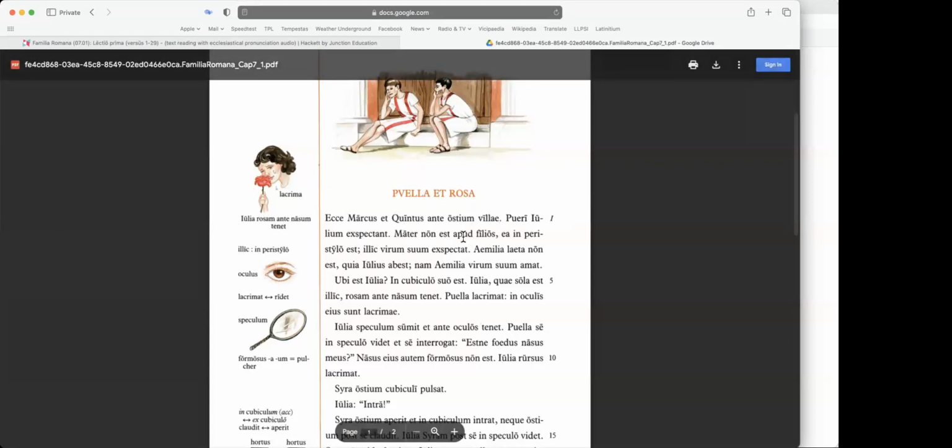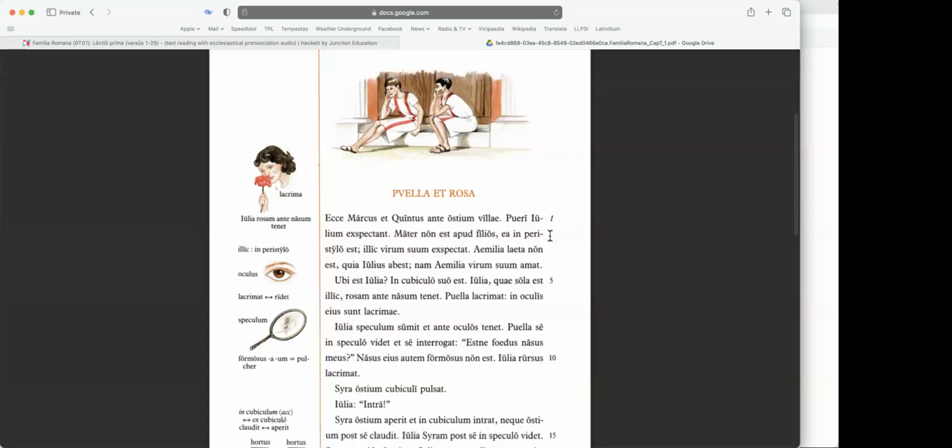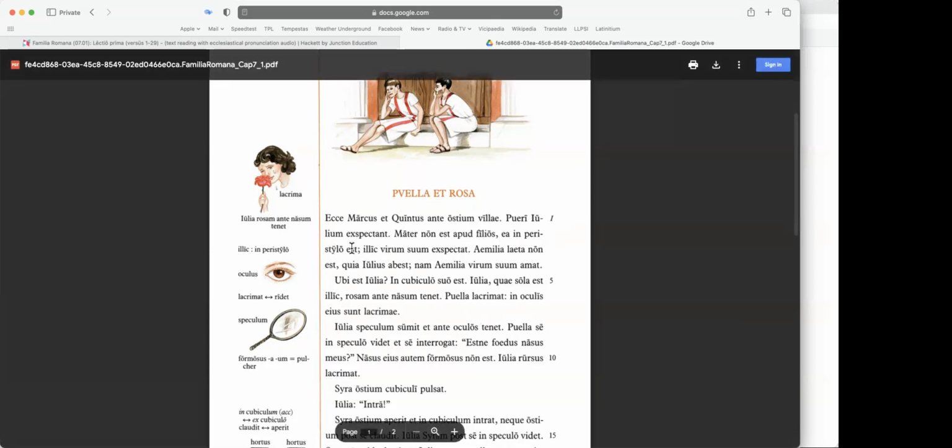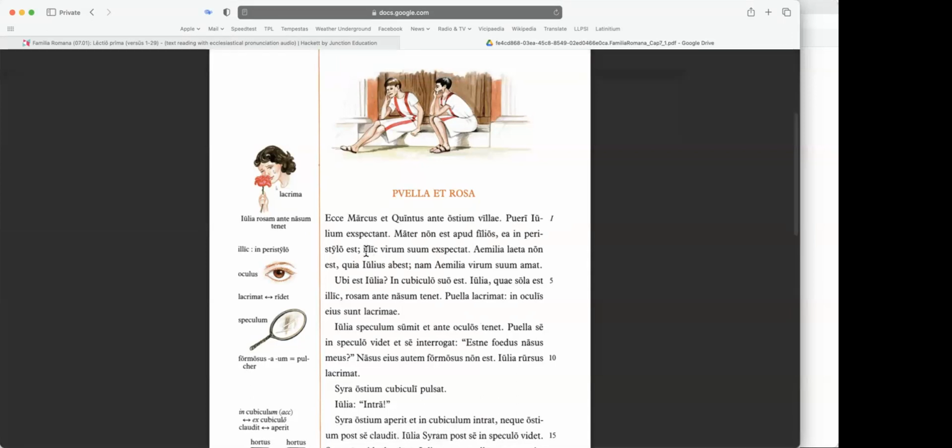Mater non est apud filios, ea in peristilo est. Illic virum suum expectant. Now, the mother is not with the boys. Okay, she is in the peristilium. Illic, this is the first new word here. There, illic is there, hic is here.